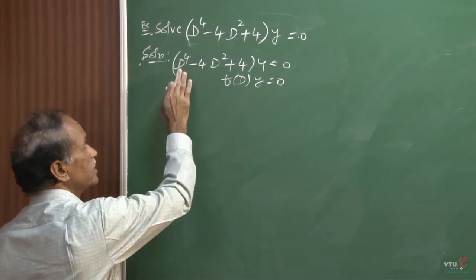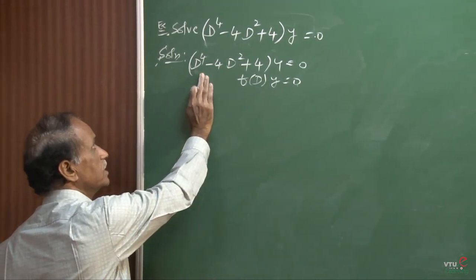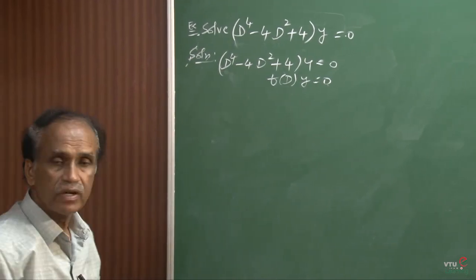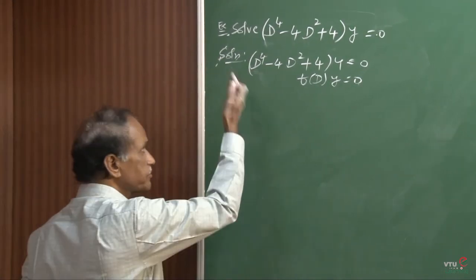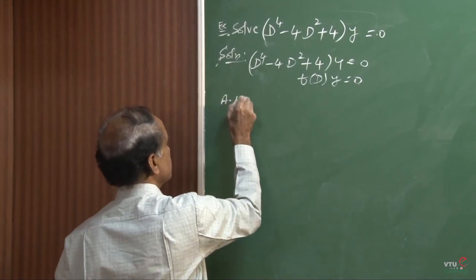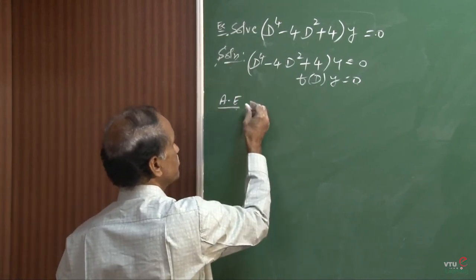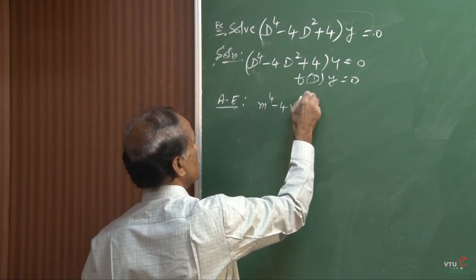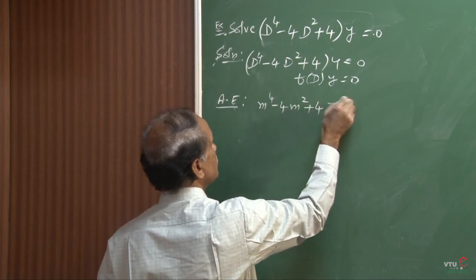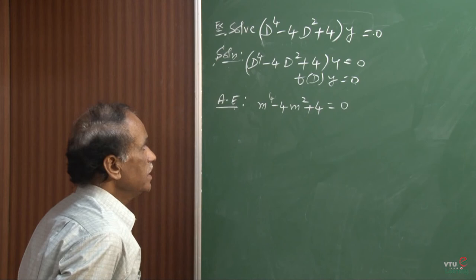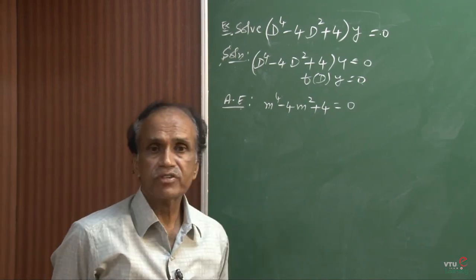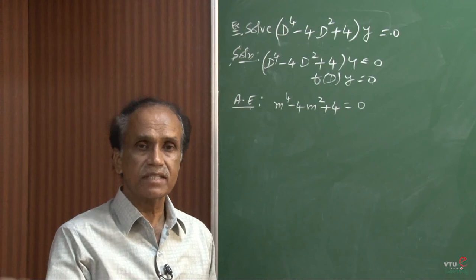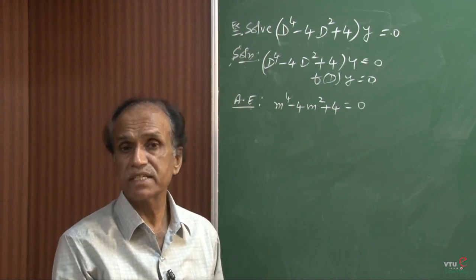Anyway, our job is to find the values of the roots, the numbers which are written in the form of the auxiliary equation. First, we will write the auxiliary equation. So, what is the auxiliary equation you can propose for this? m to the power of 4 minus 4m square plus 4 is equal to 0. For any substitution of m, if that equation is satisfied, then you accept it and write the roots.